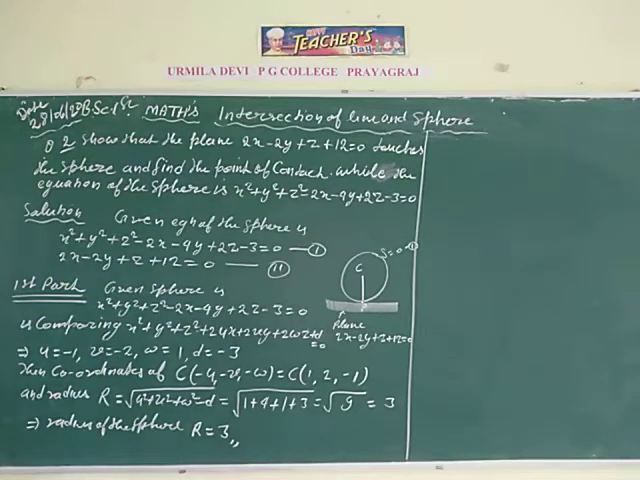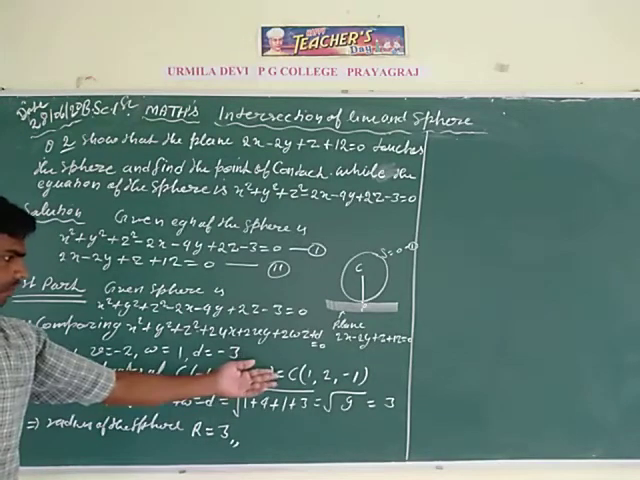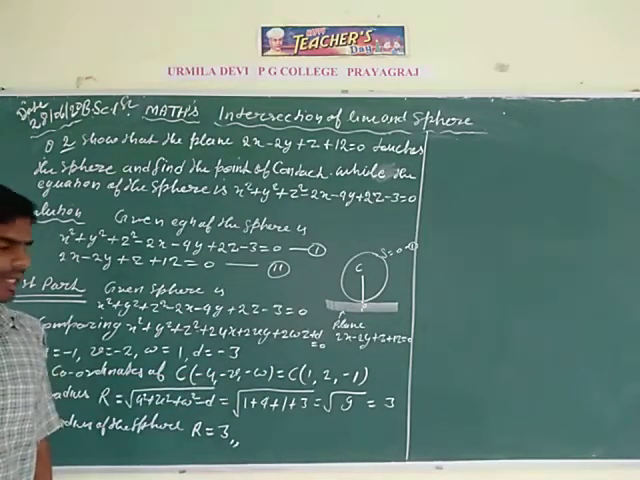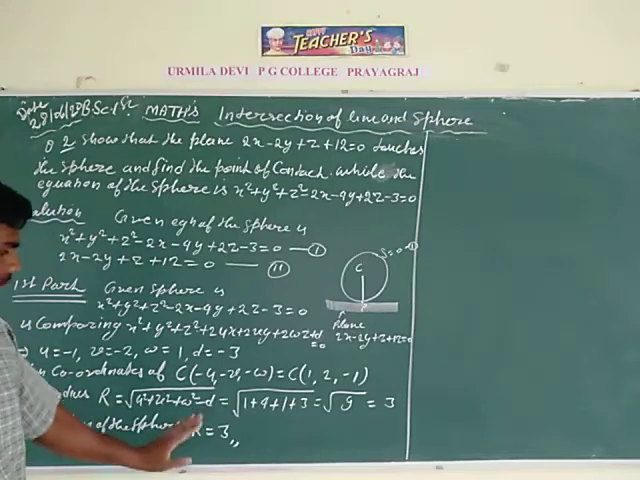So from this calculation, we confirm the result: the coordinates of center capital C are 1, 2, minus 1, and the radius of the sphere is equal to 3.